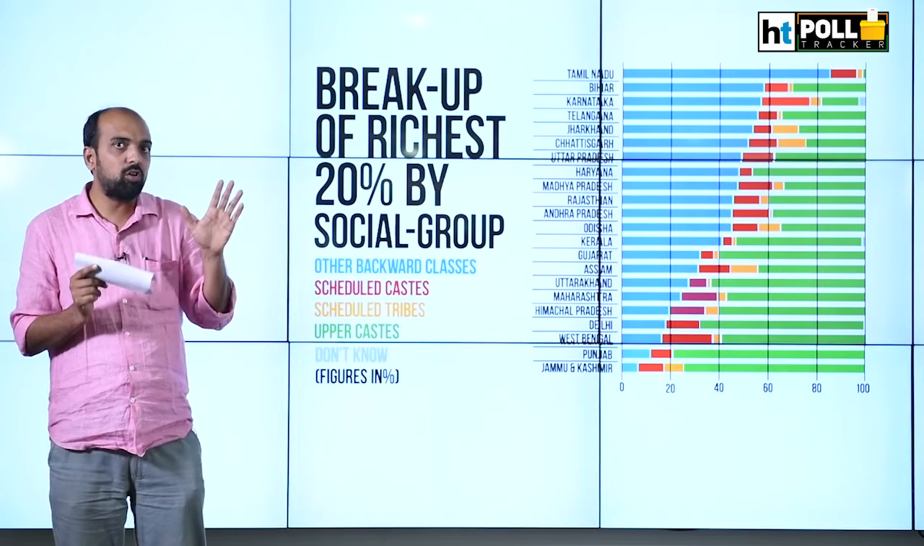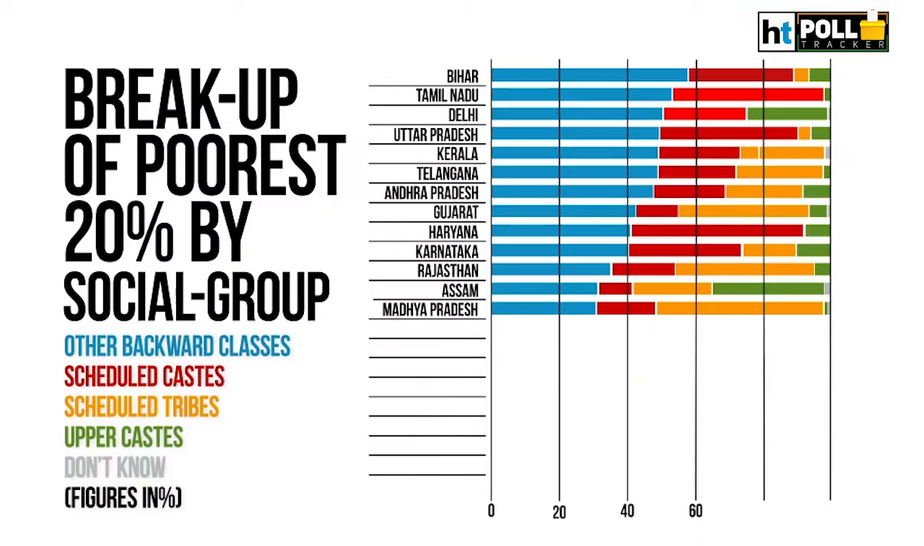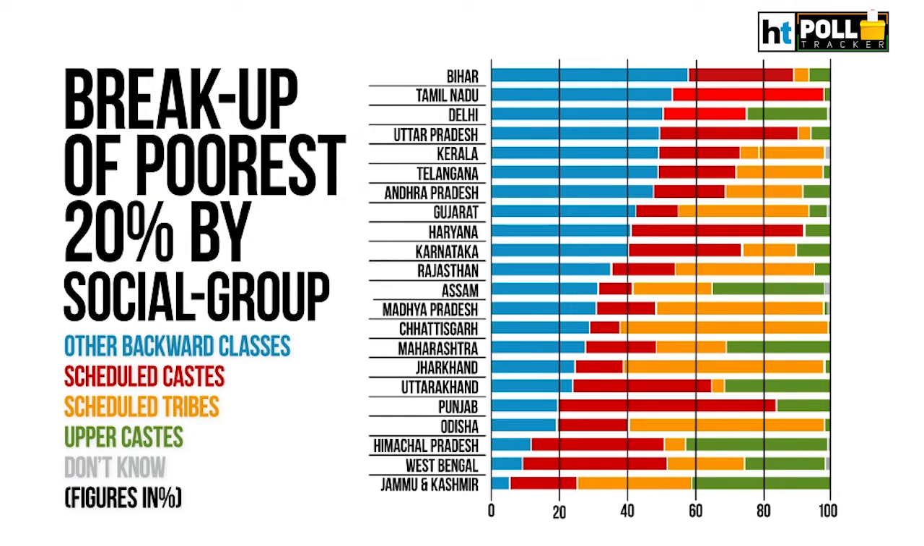This is not to say that all OBCs or SCs, STs are rich. Now, if we can have the next chart and we look at it, this chart shows us the absolute share of different castes in the poorest 20% of the population. For example, in the last chart we saw Tamil Nadu and Bihar had the highest share of OBCs in the richest. Now we see that Bihar and Tamil Nadu are also among states which have the highest share of OBCs in India's poorest households. This essentially means that within caste groups also there is a lot of economic diversity.